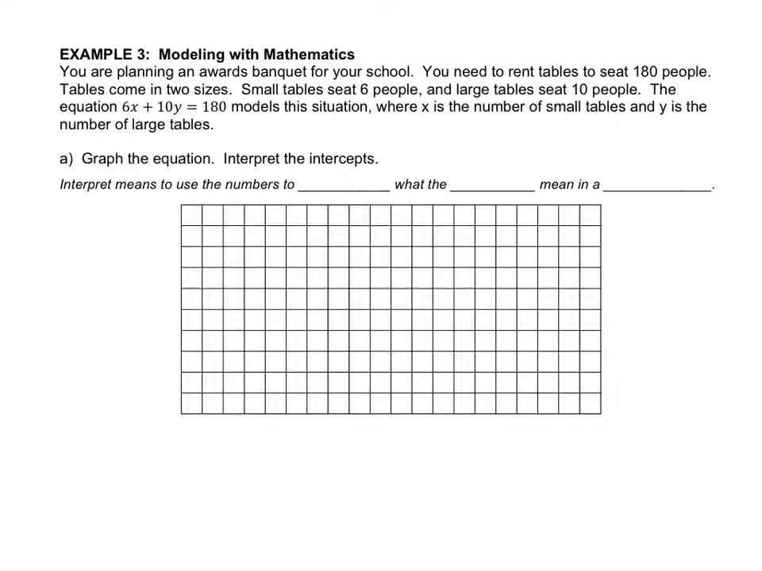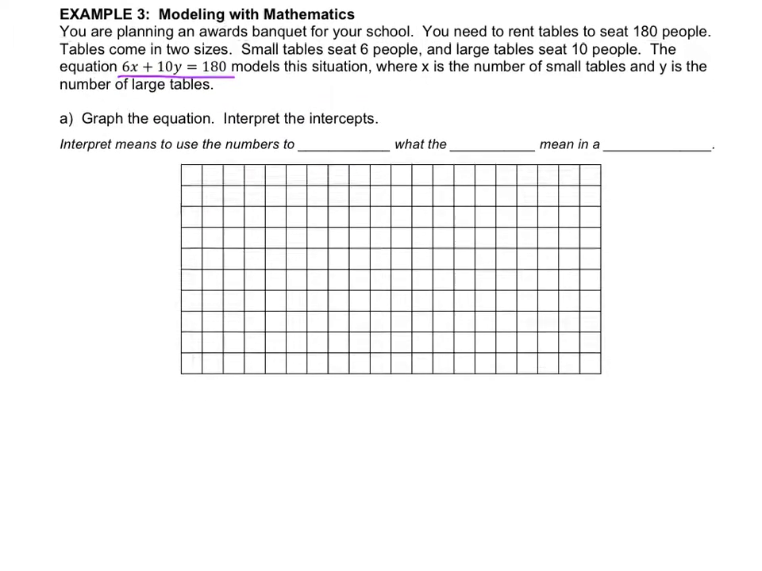All right, let's finish it off with a word problem. Read the story, and when you're ready, press play. So we've got this long story, and basically they then give us an equation that represents the story, and we have to graph it and interpret the intercepts. We'll get to interpreting in a moment, but let's just graph it. So I'm going to use that equation to find my two intercepts.